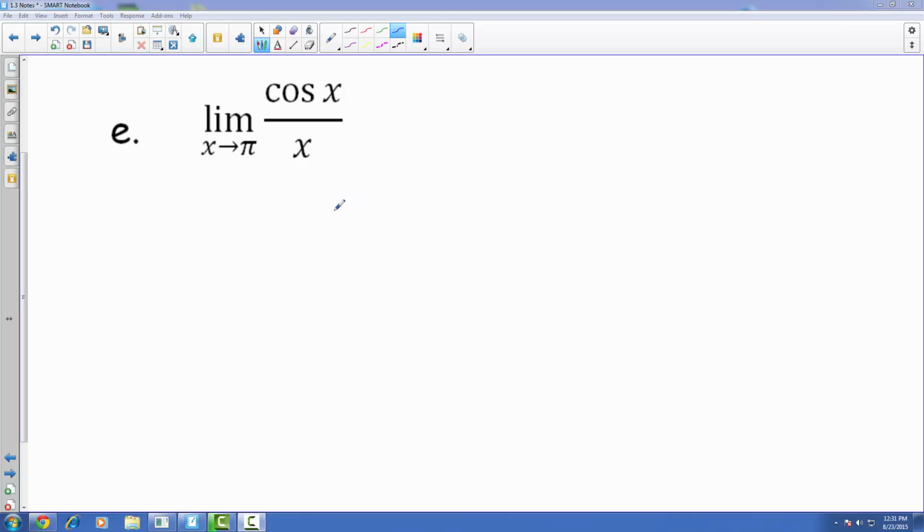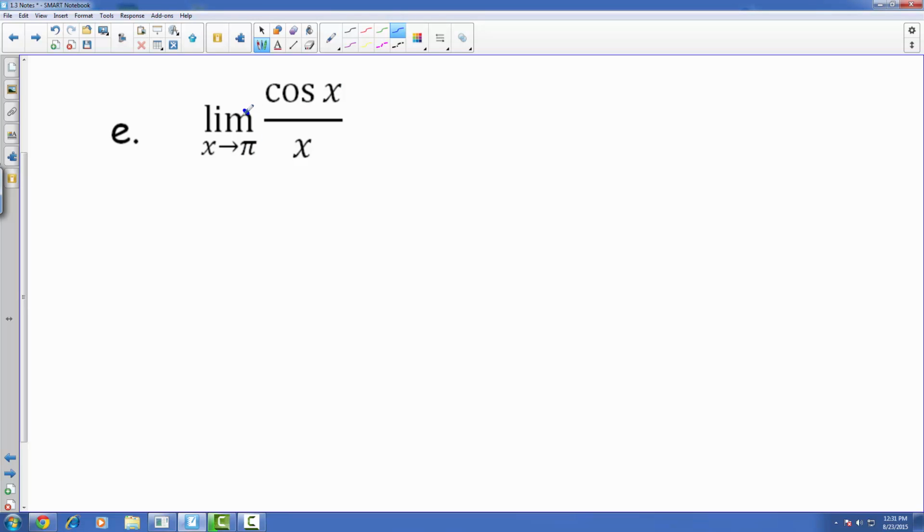Now looking at problem 2e from our 1.3 set of notes. We have the limit as x approaches pi of this particular rational function, cosine of x divided by x. Now this one looks a little more intimidating simply because we have a little bit of trig in there as well as this pi, but it's actually not that bad, believe it or not.